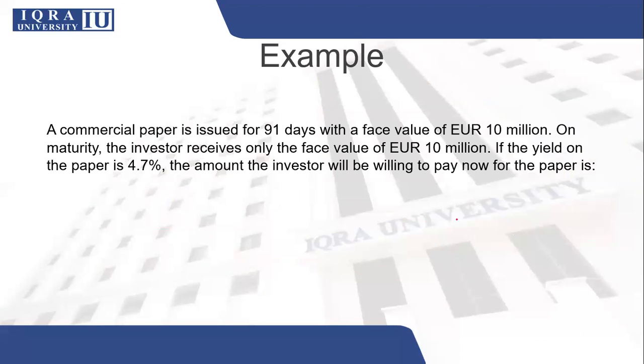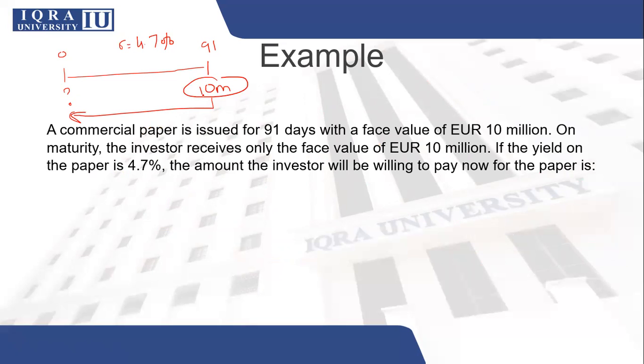Now moving ahead, this is a practice question. A commercial paper is issued for 91 days with a face value of 10 million. On maturity, the investor receives only the face value of 10 million. So after 91 days, you will get the 10 million face value. If the yield on the paper is 4.7%, the amount the investor will be willing to pay now for the paper is? So how much is he ready to pay right now? This is your question. So you need to find out the present value of this cash flow. This is the amount that he will be willing to pay.